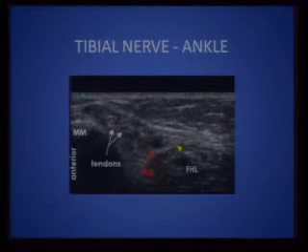Finally, the tibial nerve at the ankle. This is the medial malleolus there. That is the posterior tibial artery. And lying right next to that would be your posterior tibial nerve. You might ask, why do you need to use ultrasound for an ankle block? Isn't it overkill? There are some indications for ultrasound at the ankle.